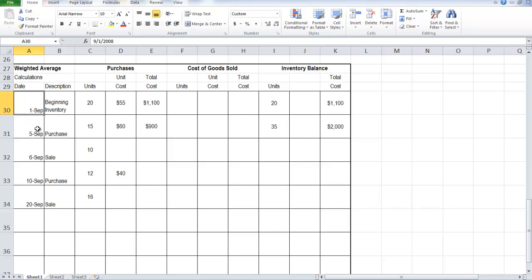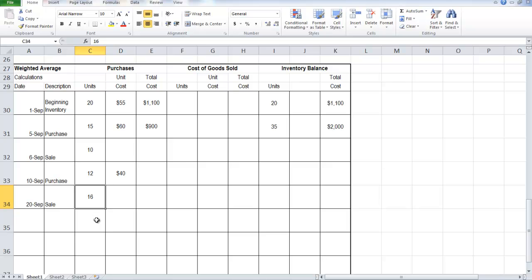So we have an entry for September 1st. We have an inventory balance of $1,100. There were 20 units, and there was a purchase on September 5th for 15 units. They cost a total of $900. My inventory balance is now $2,000. I have 35 units.